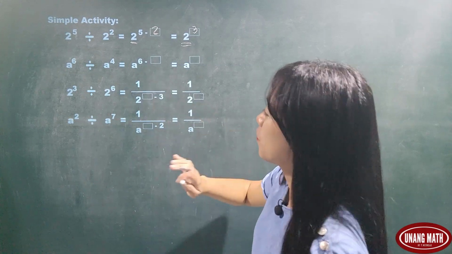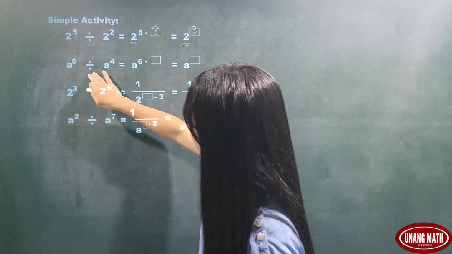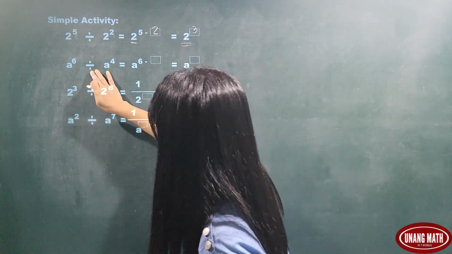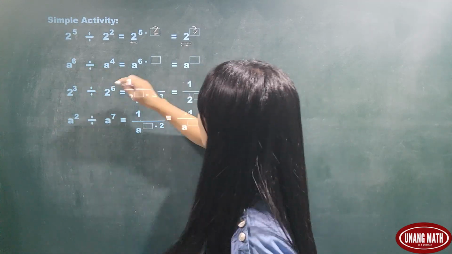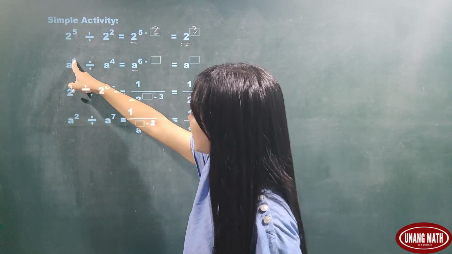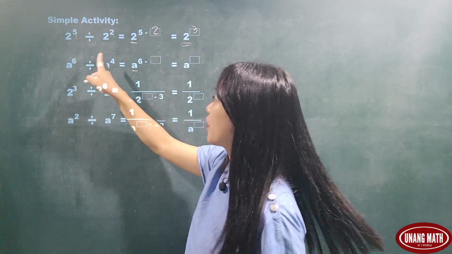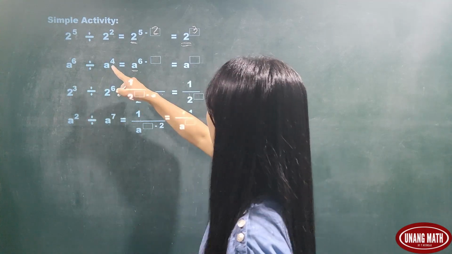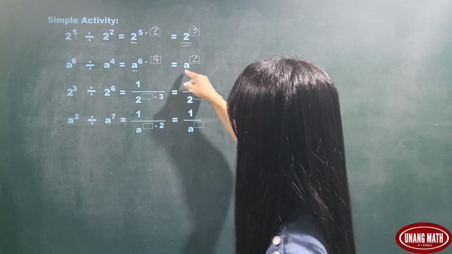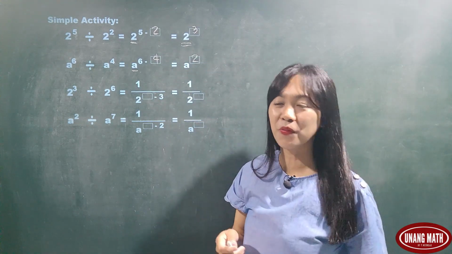Okay, what about the second one? A raised to the power of 6 divided by a raised to the power of 4. Okay, this is division and then same bases. So we just need to copy the same base a. Then 6 is larger than 4. So subtract the exponent. So 6 minus 4, 2. So we have a raised to the power of 2.